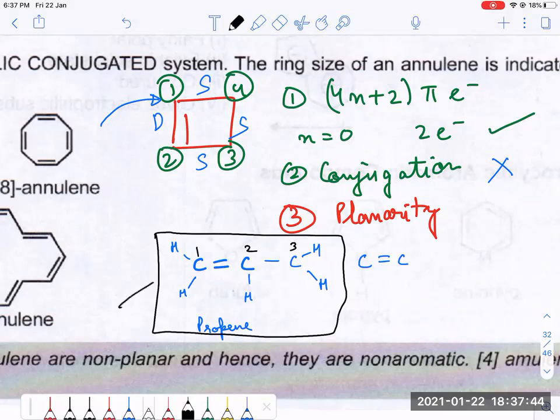So the first carbon atom is having the hybridization of sp3. No, sp2. Why? Because there are 3 sigma bonds, and the other one is pi. LP is 0. Lone pair is 0 on carbon. That you all know up till now. So sigma bonds are 3, therefore sp2.